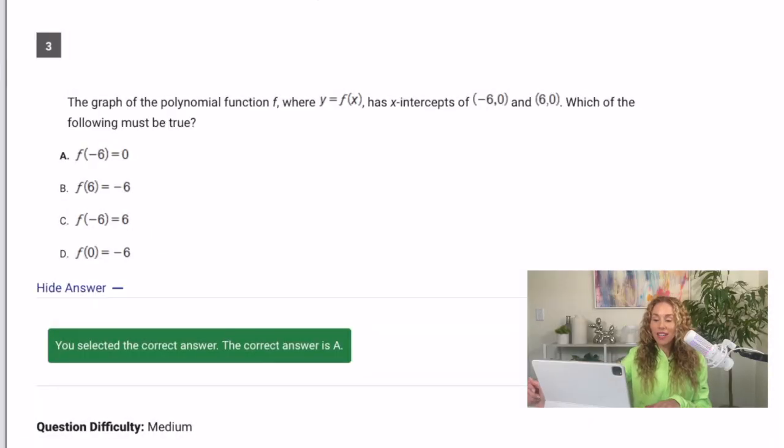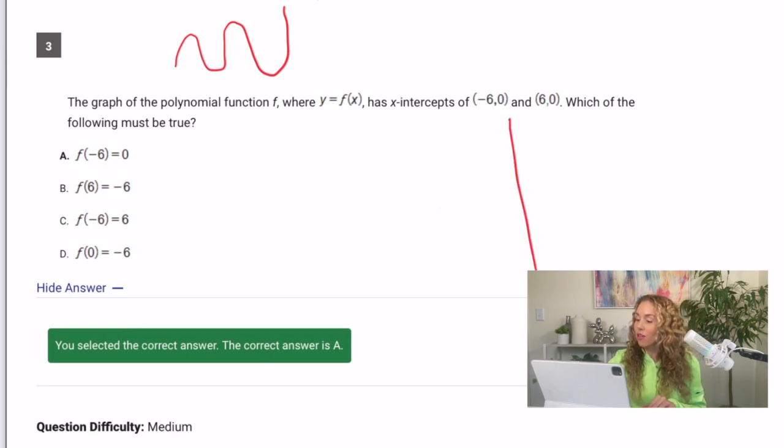Okay, question 3. The graph of a polynomial function f. By the way, you guys, a polynomial could look like this. I mean, we don't know what it looks like, but a polynomial basically means it has many terms in it. We don't know what the highest exponent term is, and that's okay. It says y equals f of x. It has x-intercepts of (-6, 0) and (6, 0). So that sounds like it's a quadratic. It basically hits the x-axis over at -6 and 6. I don't know if it's turning up or down. We'll just pretend it's turning up right now.